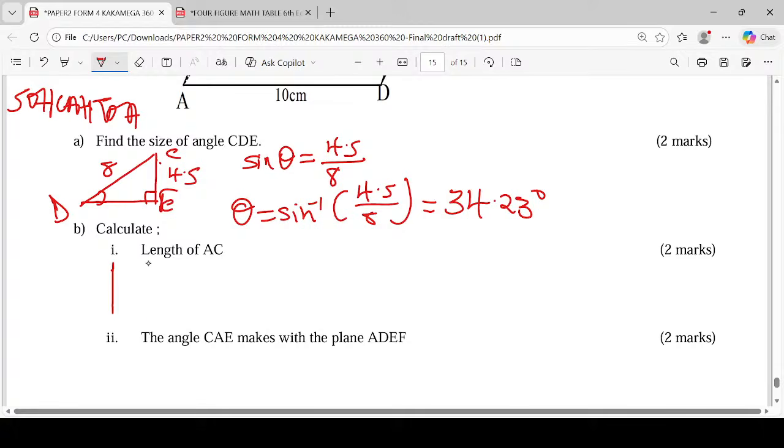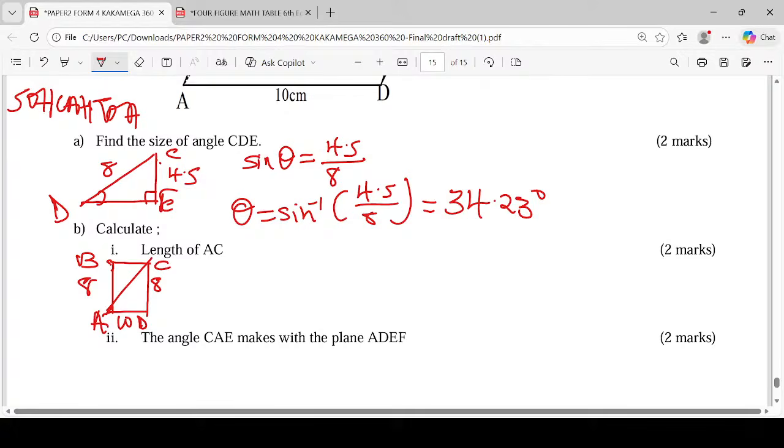The rectangle ABCD looks like this. Let me draw it so that you understand. ADCB. This is 10. AB is 8. Meaning also here is 8. Then they want this length of AC, the diagonal.